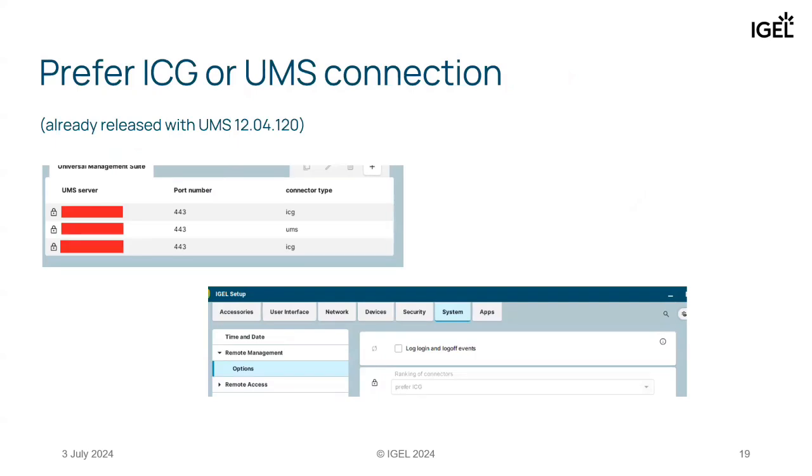Then another highly requested feature is that you can now configure if a device should prefer the ICG connection or the UMS connection. By the way, this was already rolled out with UMS version 12.4.120. You also need OS 12 version 12.4.1 for it. And with both versions, and of course with 12.5 as well, it's possible to set the ranking for the device connections. So you can set if you want to prefer ICG, UMS, or it doesn't matter.